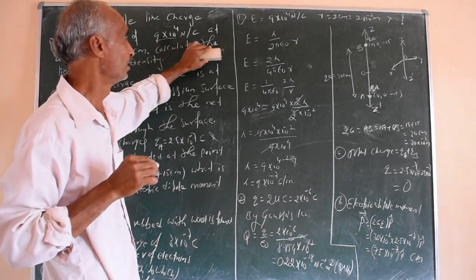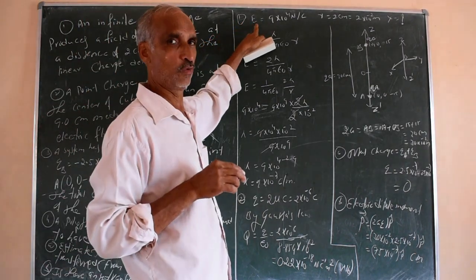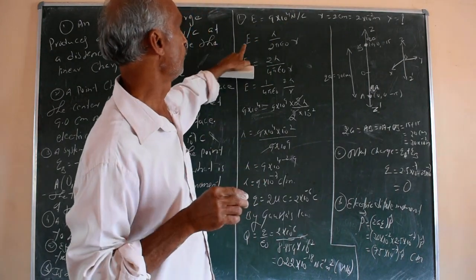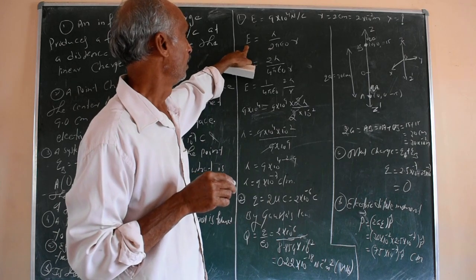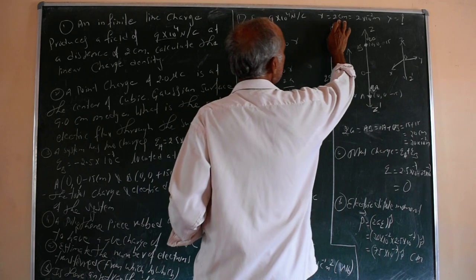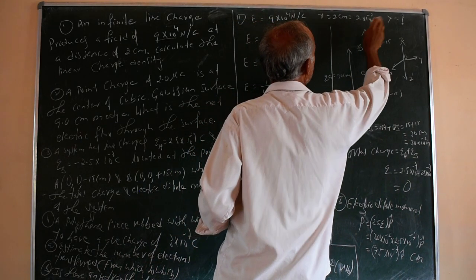A simple question. Only the magnitude of the field E is given, 9 into 10 raised to 4 newtons per coulomb. Therefore, this is the magnitude of the electric field at a distance R. R is equal to 2 centimeter, 2 into 10 raised to minus 2 meter, and lambda is the question mark.